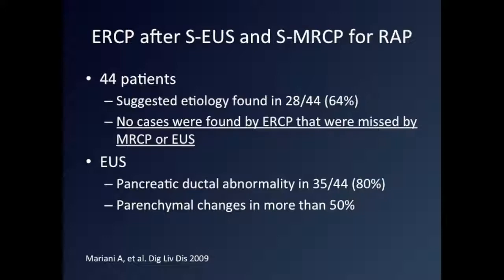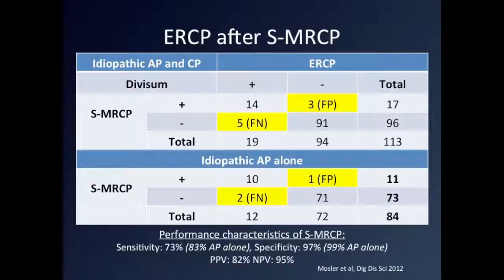This is a study from Mariani and colleagues of 44 patients who had both secretin endoscopic ultrasound and secretin MRCP. These were patients with recurrent pancreatitis, and a suggested etiology from either of those modalities was identified in 64%. This includes some parenchymal changes, and we've heard from Tyler and Brenda that this is somewhat controversial. But importantly from this study, no cases had an etiology that was identified by ERCP which followed those less invasive options.